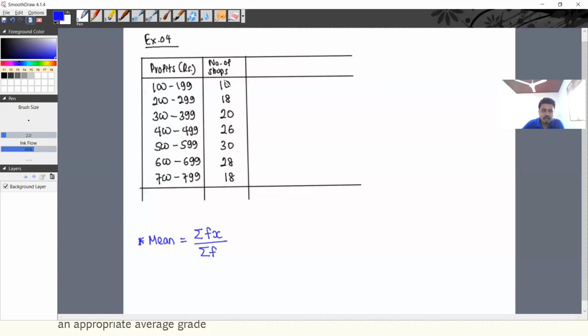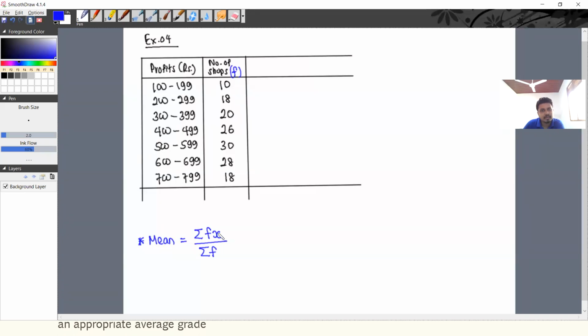Right. The number of shops, technically, these are what? 10, 18, 20, 26. These are frequencies. Frequencies we denote using the simple letter f. So this is our f column. What needs to be done here? F needs to be multiplied by x.